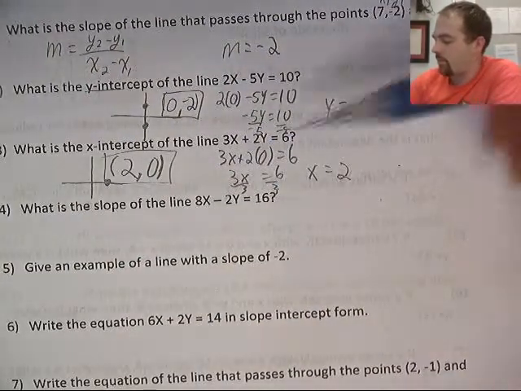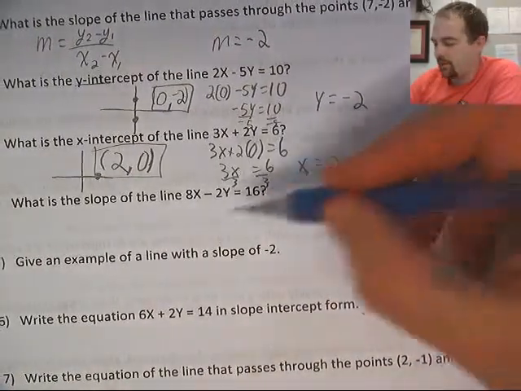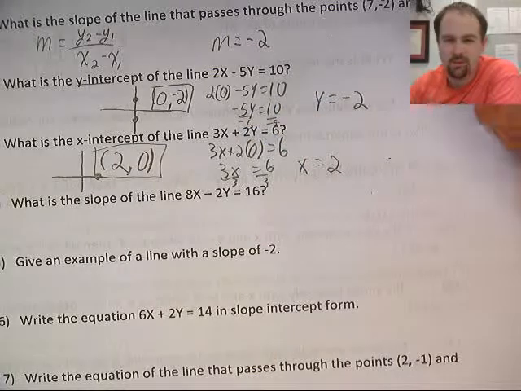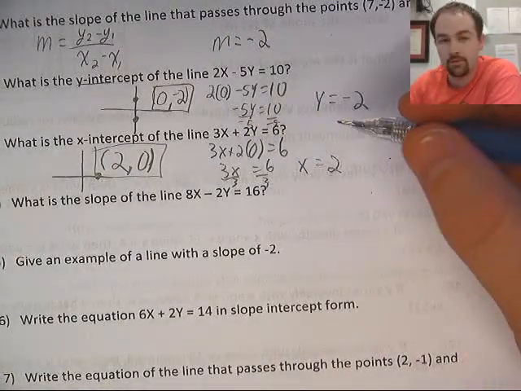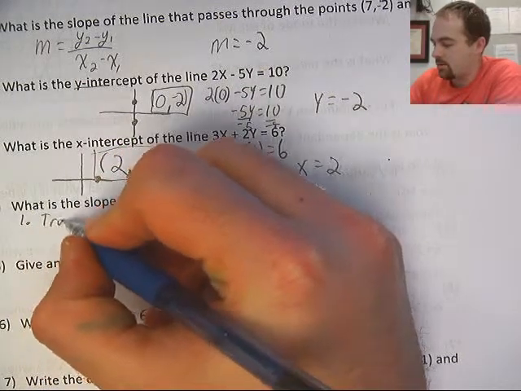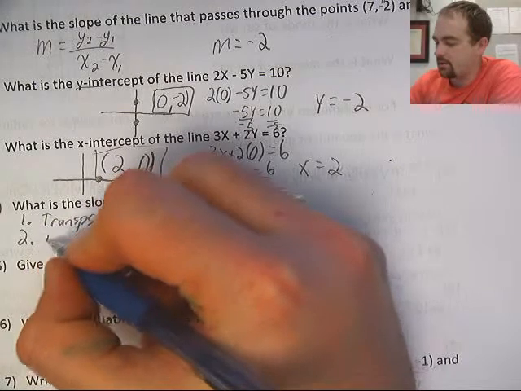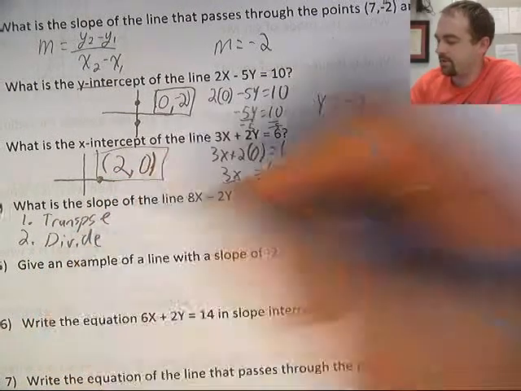Now, number 4, what is the slope of the line? Well, there's no direct way to go from this to slope like we had in the other two. This time we have to completely solve for y. Now remember, we had 2 steps we were using on these things. First step is going to be transpose. Second step is to divide.